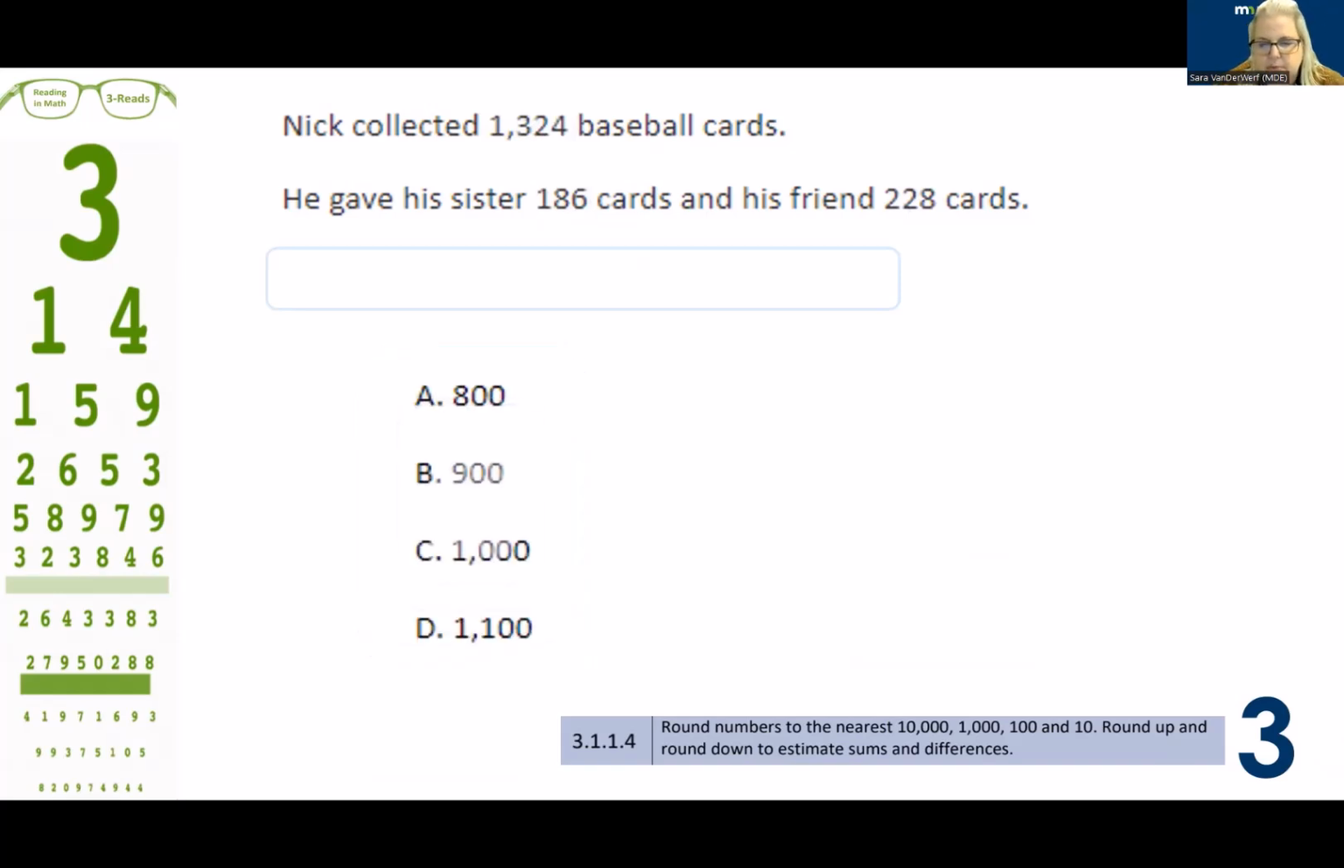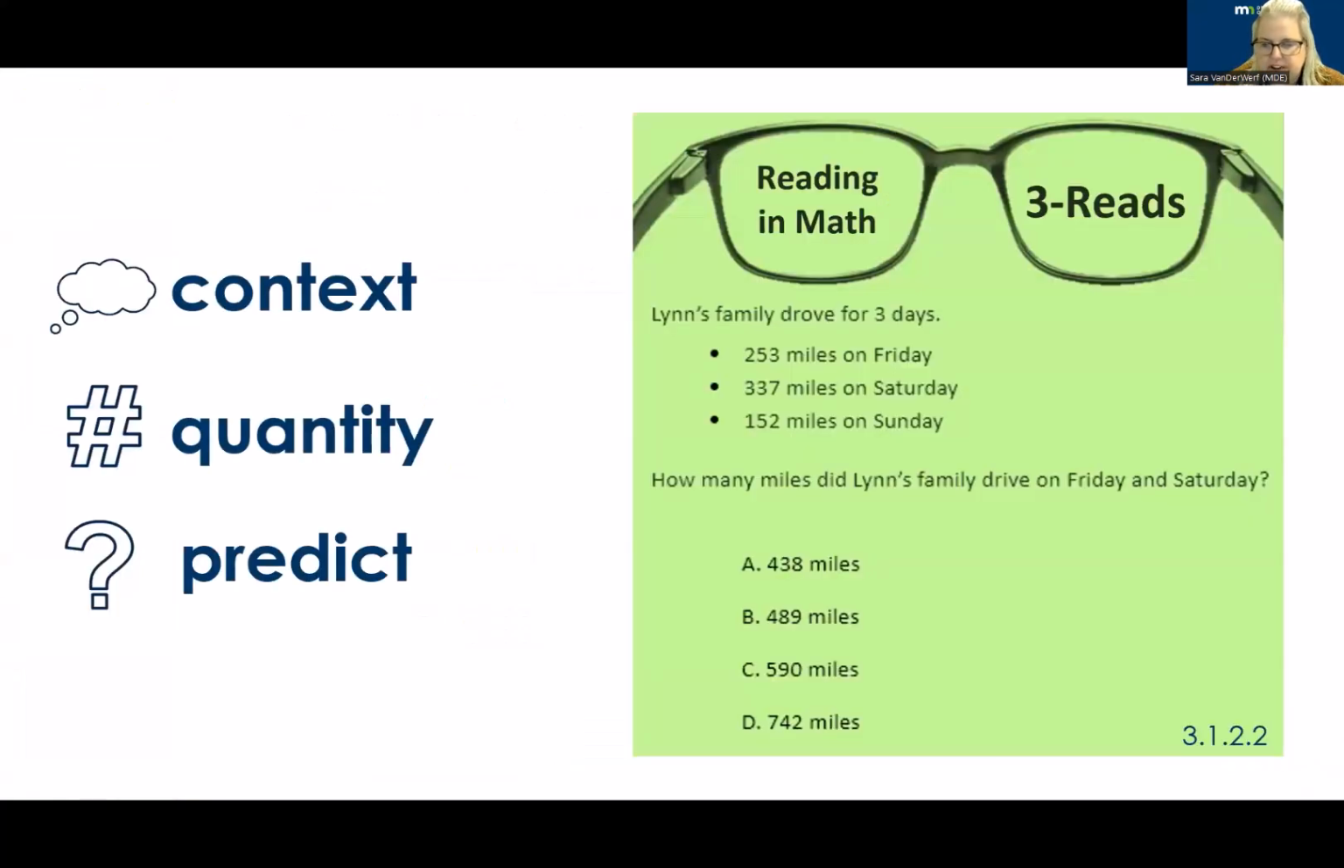Sometimes I'll keep the numbers, sometimes I won't. Sometimes I'll give the 4 answer choices, sometimes I won't. But the question I'll always leave until the 3rd read. And so just one last reminder, in these 3 reads, it's really helping students make sense of the structure in 3 specific ideas: the context, the story, the quantities, and supporting them in making predictions about what could come next.